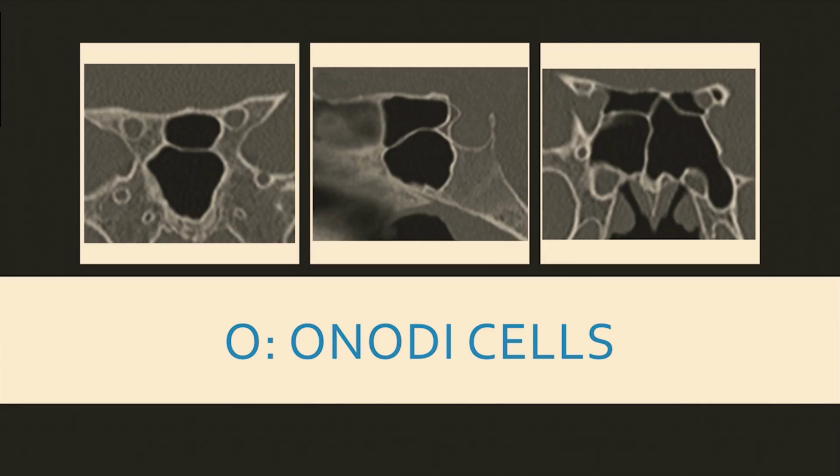Onodi cells. That's the O. How do you know you have an Onodi cell and what's the point of it? Okay, here's a coronal, here's a sagittal, and here's a coronal. You should never have horizontal septations in the sphenoid sinus. Never. They should only be vertical septations. If you have a horizontal septation, guys, this is the sagittal of that Onodi cell. It's sitting on top of your posterior ethmoids.